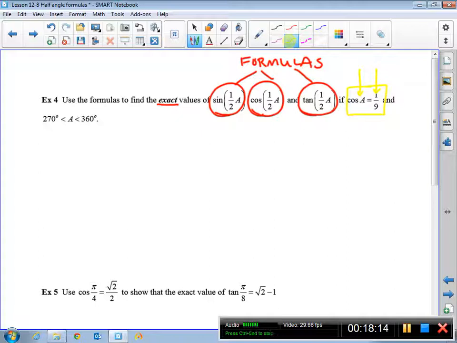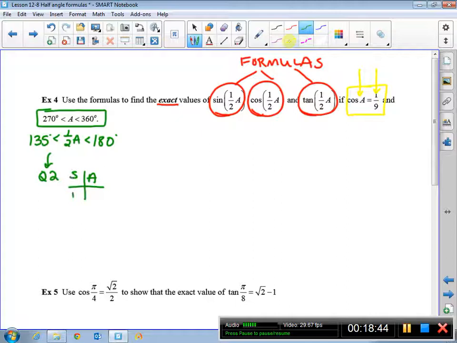For angle A between 270 and 360, if you want, right now you can figure out where half of A will be. Divide everything by 2. And 135 to 180 is quadrant 2. And as we're going to be doing all of these in quadrant 2, only the sine will end up positive. The cosine is negative in quadrant 2 and tangent is negative in quadrant 2. You can really figure out the sign, plus or minus, very early if you want to.